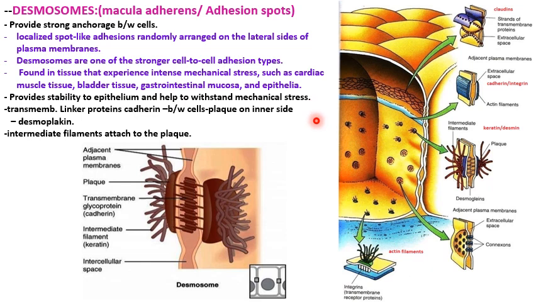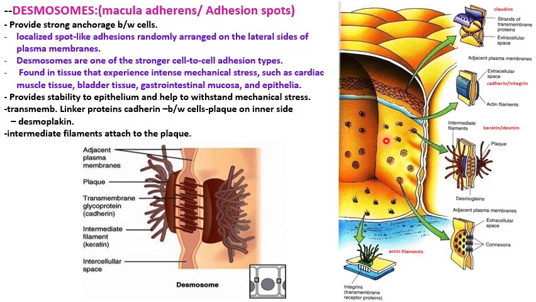And the transmembrane linker, the cadherin, is present between the cells, which are anchoring the desmosomal plaques on the cytoplasmic side of the cell, or the inner surface of the cell. These plaques are called desmoplakin.